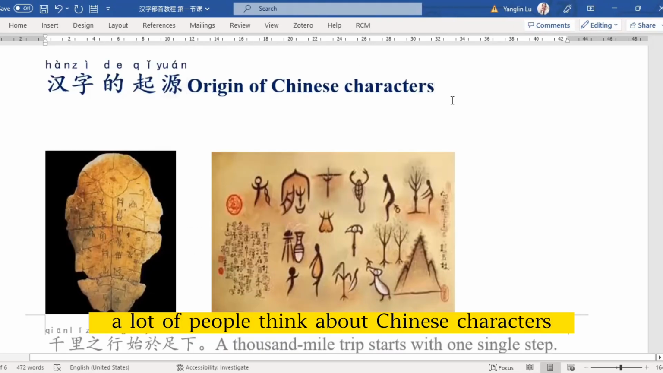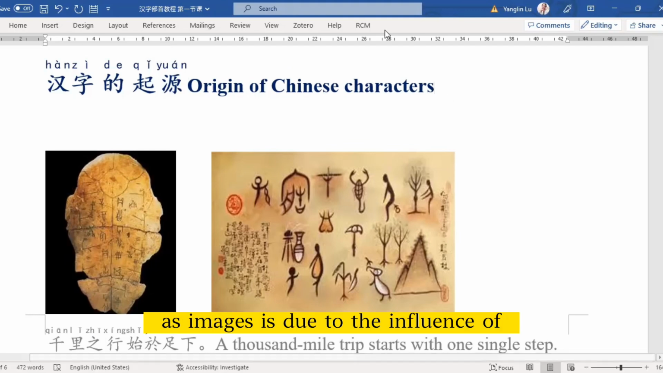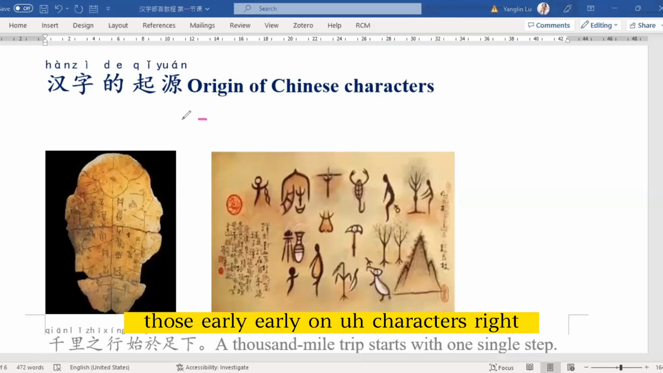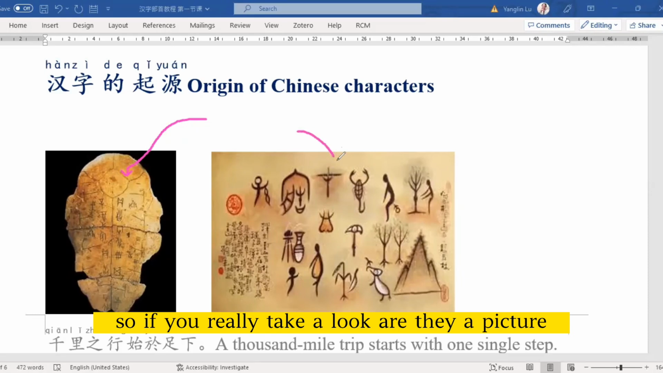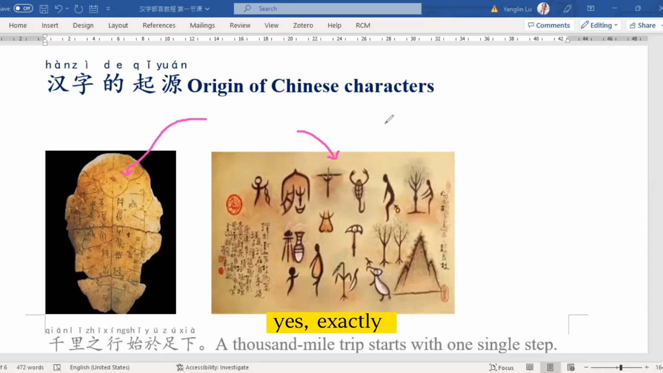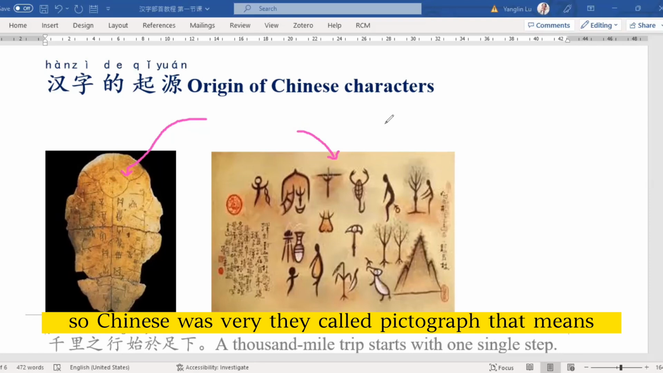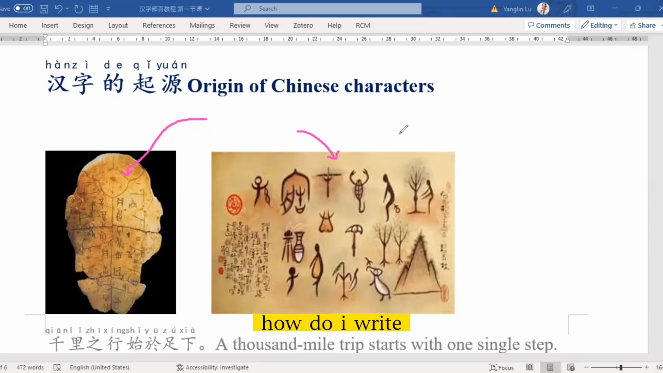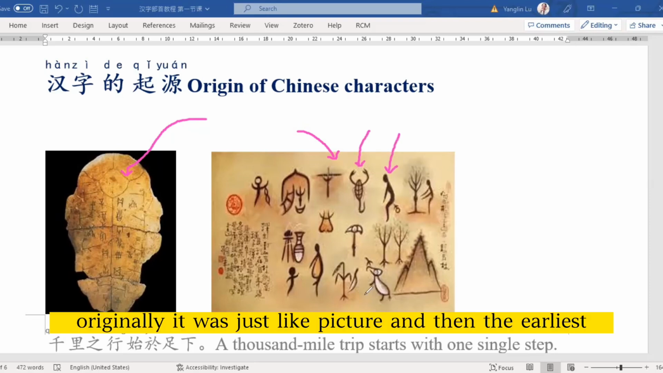A lot of people think about Chinese characters as images due to the influence of those early characters, right? So if you really take a look, are they a picture? Yes, exactly. Chinese was very much a pictograph. That means how do I write the character for person? Oh, I just draw a person. Originally, it was just like a picture.